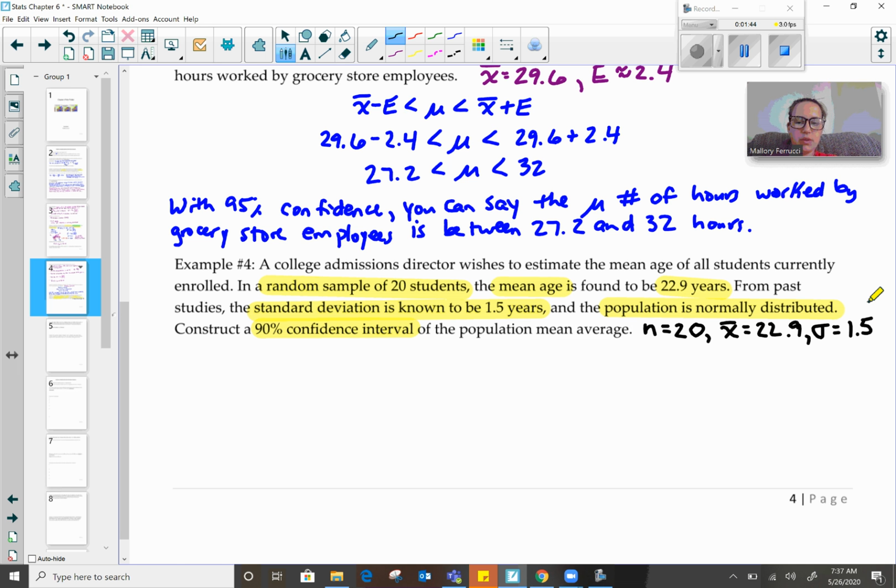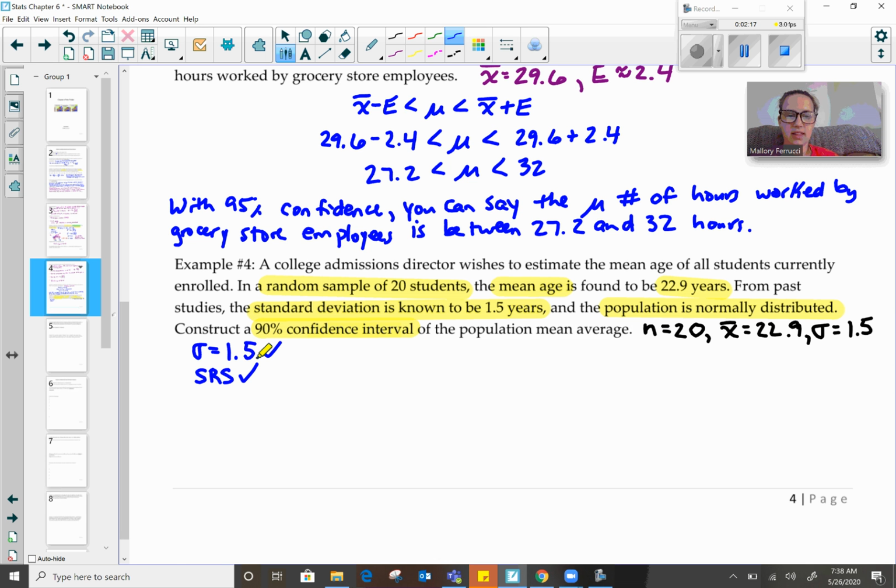Okay, so now let's get into our checklist here. The first thing on our checklist is, do we have sigma? Well, yeah, we do. Sigma is 1.5. Okay, so that's good. The next one is, do we have a simple random sample? Well, they're saying in a random sample of 20 students, so yes, we do.